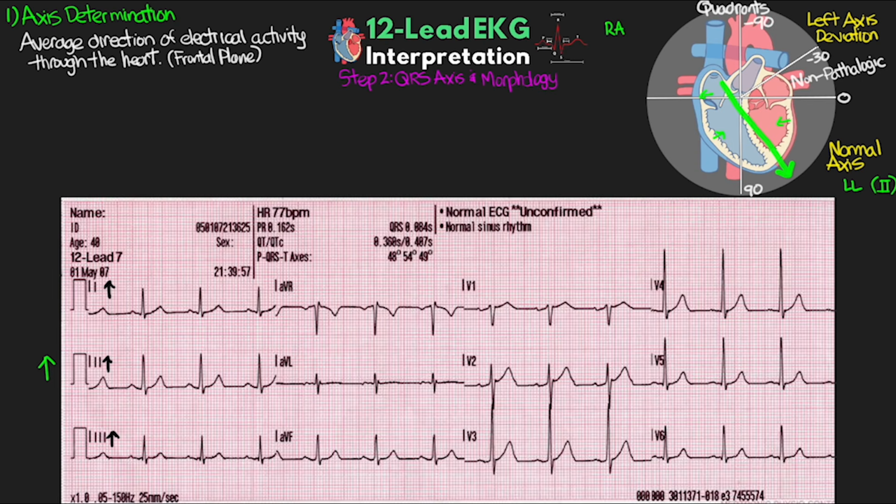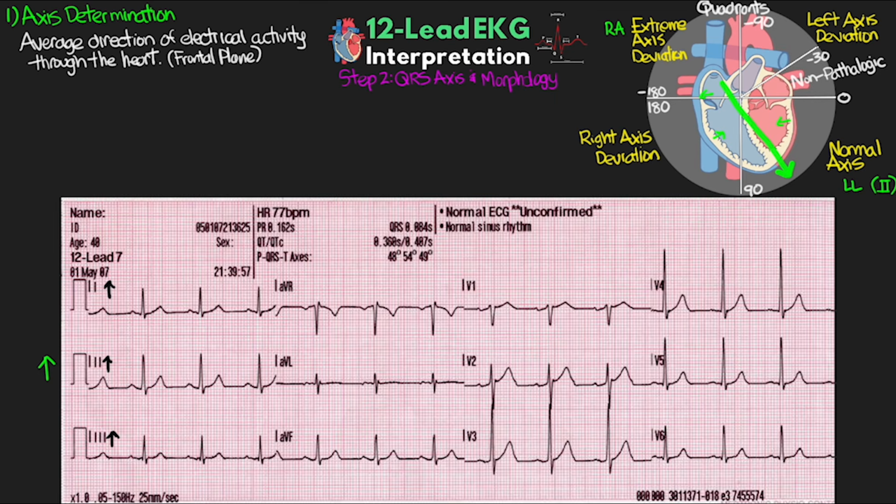Then in the bottom left, from 90 to 180 degrees, we have our right axis deviation. And then finally, top left, from negative 180 to negative 90, we have our extreme axis deviation. So there are different etiologies that our patient can have that deviate or shift this axis either left or right, which we want to be able to identify on the EKG for further evaluation. Again, this is all going to be covered in the lesson on axis determination.